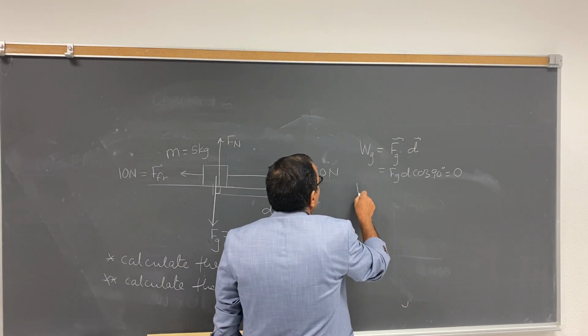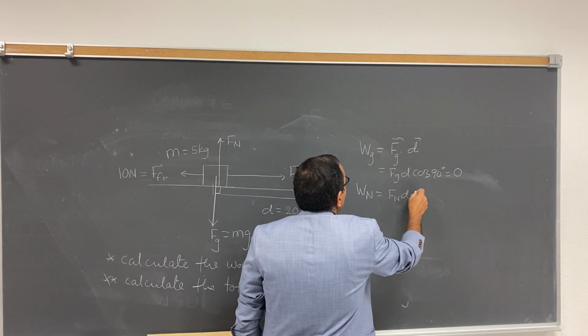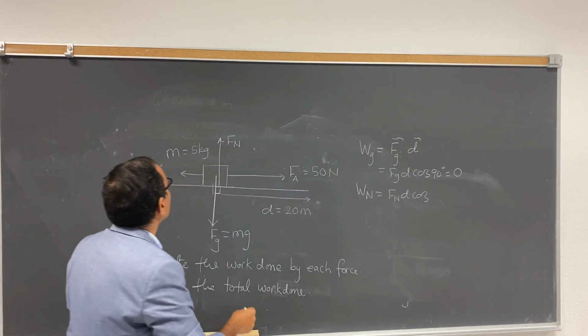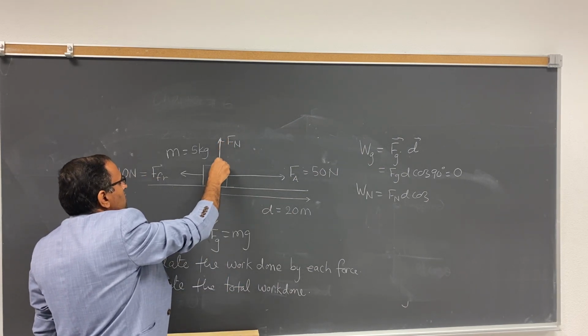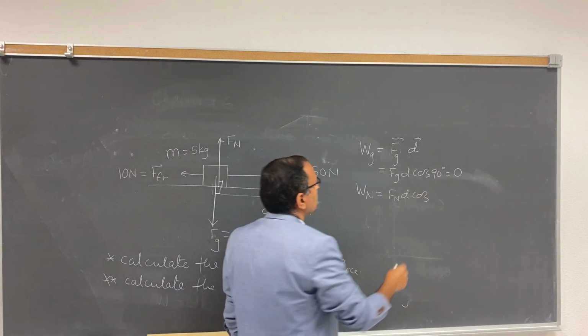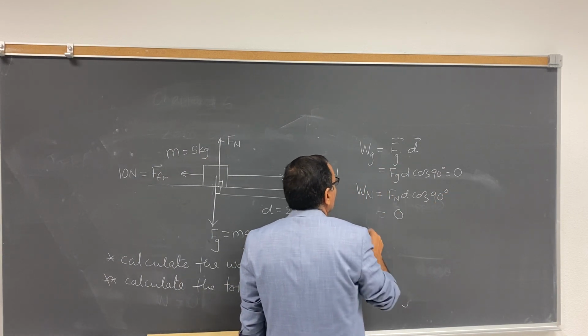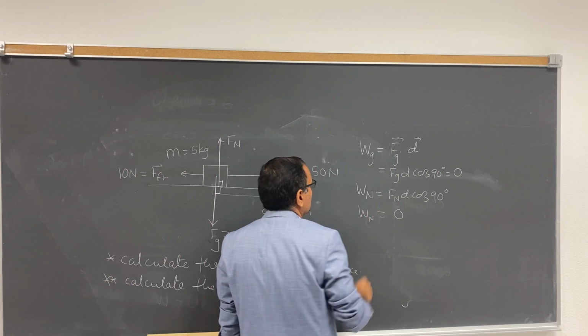Similarly, the work done by the normal force, you can also write down Fn d cosine theta. Again, here is the normal force, and this angle is 90 degrees. Again, this is 90 degrees, so simply this is also 0. Work done by the normal force is also 0.